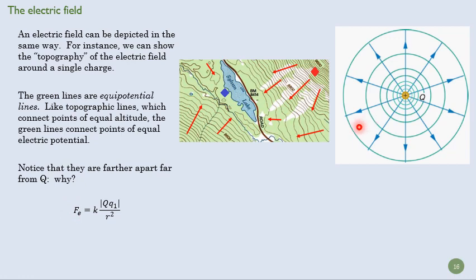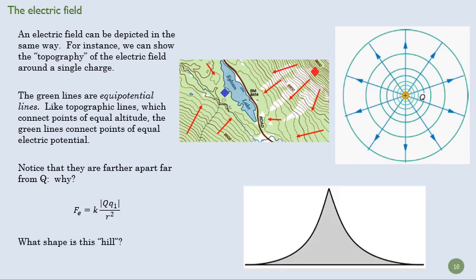And that we can see by the distance between the lines here. As we get farther away, that distance gets bigger. As we get close, those lines get closer together. So if we think of this as a kind of hill, what shape of a hill is it? It looks like this, right?